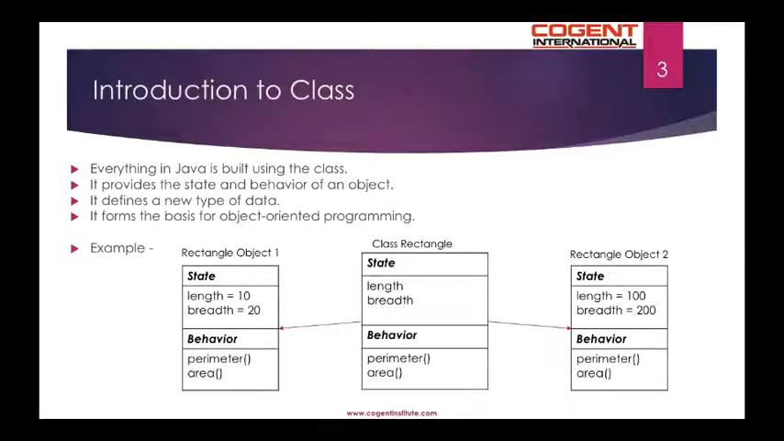Here's an example of a class. In the middle, we have class Rectangle. It has state and behavior. The length and breadth represent the state of the class, while the perimeter and the area methods represent the behavior. There are two objects of this Rectangle class, rectangle object 1 and rectangle object 2. Each has its individual state and behavior. The length equal to 10 and breadth equal to 20 is the state of rectangle object 1, and length equal to 100 and breadth equal to 200 is the state of rectangle object 2.